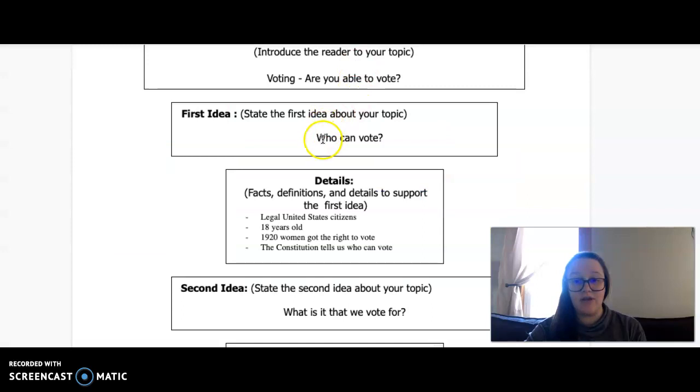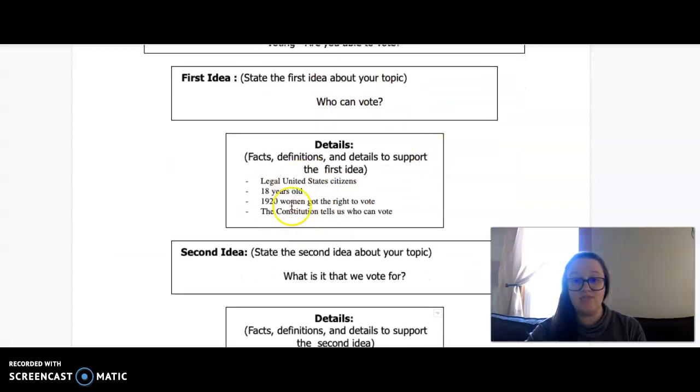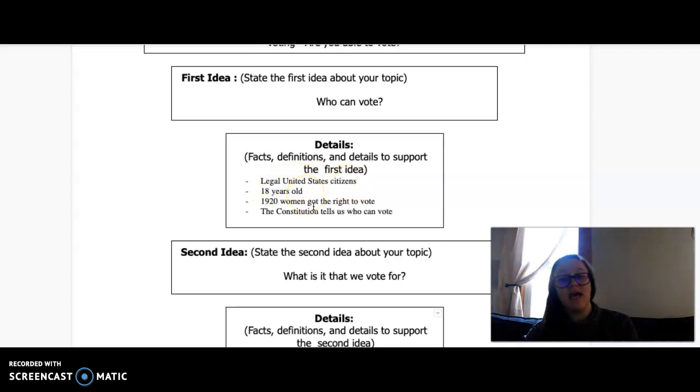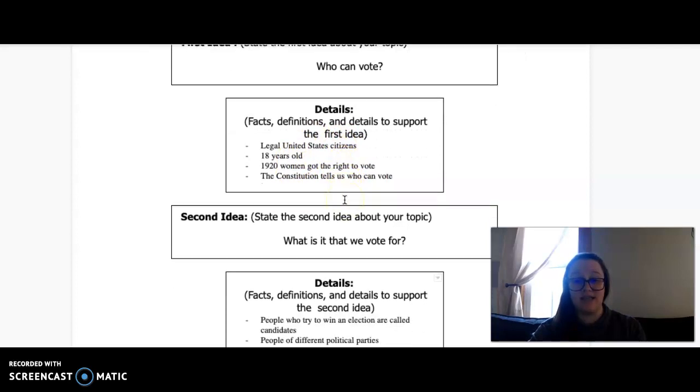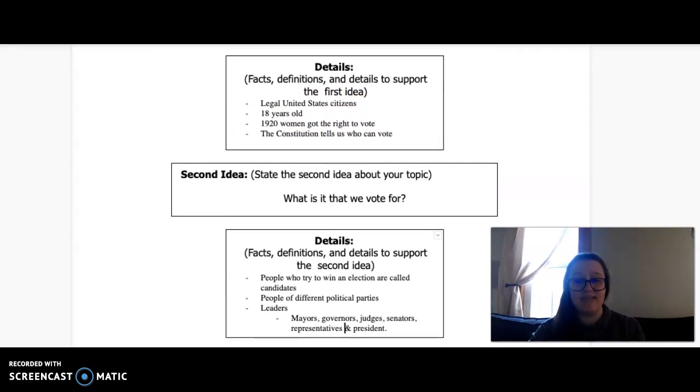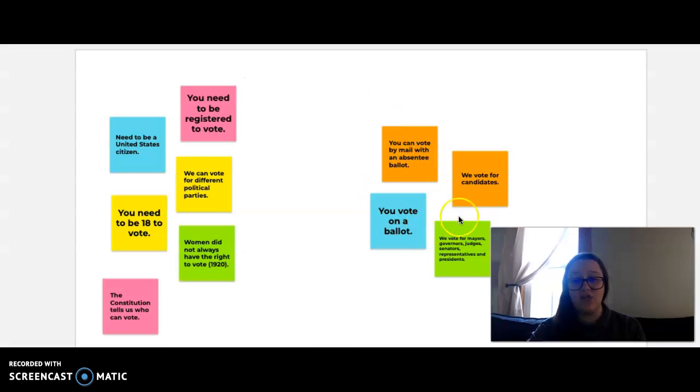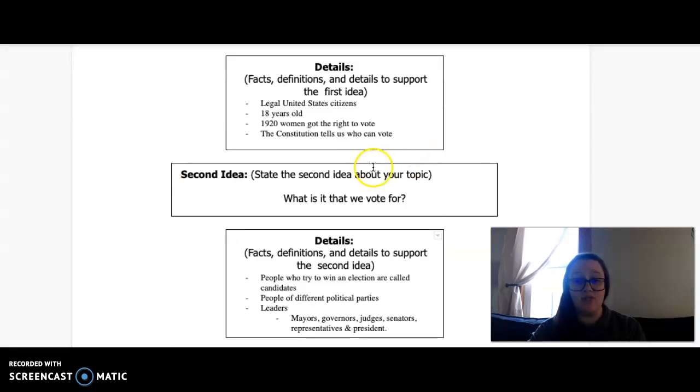So I'm going to put the who can vote, and then I'm going to choose my facts and put them all in there. So you'll see legal United States citizens, 18 years old, women got the right to vote in 1920, and the Constitution tells us who can vote. So I put those facts right here in the detail section. And then my second idea, if you look, was who we vote for and how we vote. So what is it that we vote for and how, right?